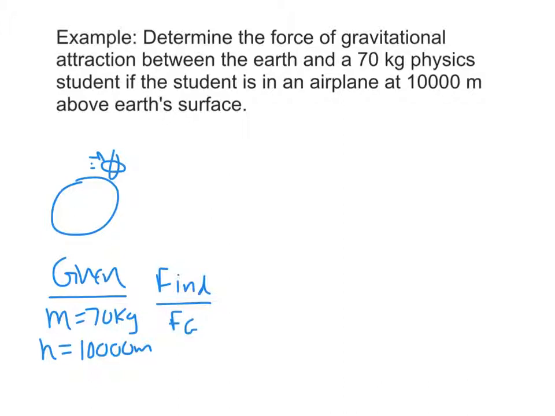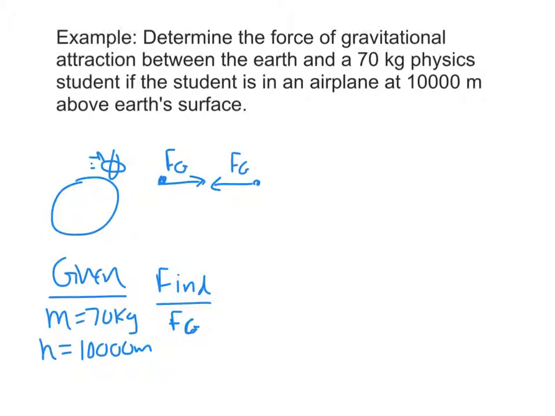You don't necessarily need force diagrams for these. You're looking for the force between the Earth and the student. So they're equal but opposite forces pointing towards each other. So if that's the student, this is for the Earth. Those are equal arrows, they're just pointing in opposite directions.